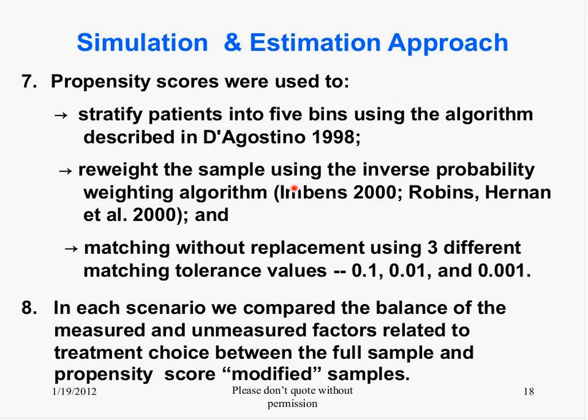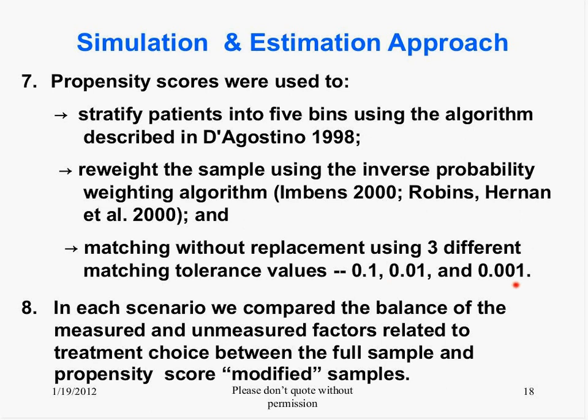Then, given these propensity scores, we tried 5 different ways of modifying our samples to create balance with the measured covariate. We stratified patients into 5 bins using the algorithm described by D'Agostino in 1998, a paper that's been cited many, many times. We tried reweighting the sample using the inverse probability weighting algorithm described in these citations. And then we tried matching without replacement using the propensity score using 3 different matching tolerance values, 0.1, 0.01, and 0.001.